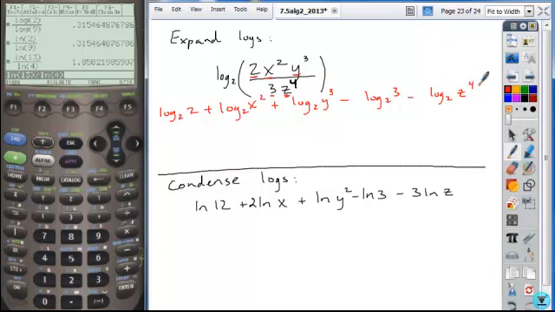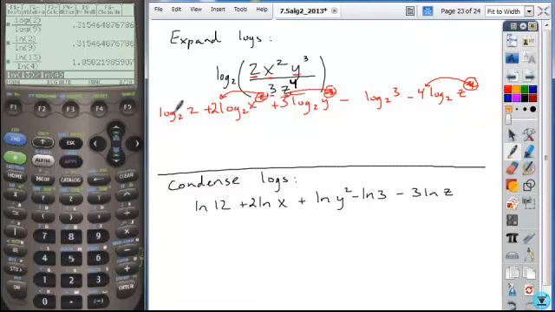Okay, so once I expanded these initially, I can go in and apply the properties. So anytime I have a power, I can move it into the coefficient in front of my log. So the 2 gets moved out front. This 3 gets moved out front. This 3 stays. This 4 gets moved out front. And then my final step is to simplify anything.